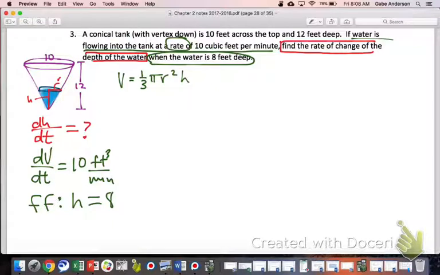Okay, so Jackson, you came up with the right idea here. Let's see if you can execute it. What similar triangle concept would you try to use here to do what we need to do? Oh, okay. 10 over 12 equals x over 8. Or r over 8. 10 over 12 equals r over 8.